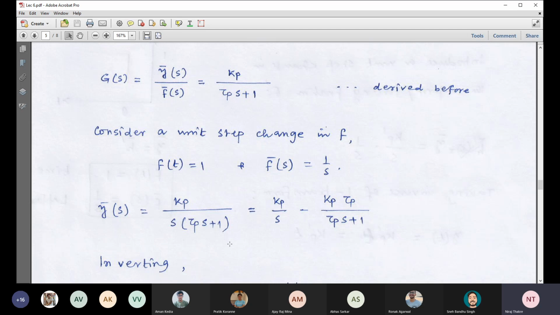Okay. Now, if we take the inverse of Laplace transform, what will be the expression for y? Anyone? If we take the inverse of Laplace transform, what should be the expression for y in time domain? Kp minus Kp into e power minus t by tau p. Yes, correct.